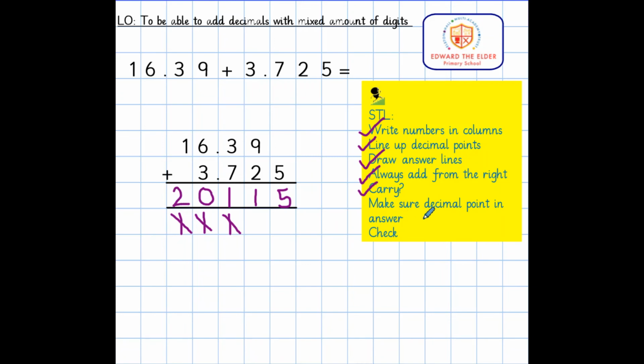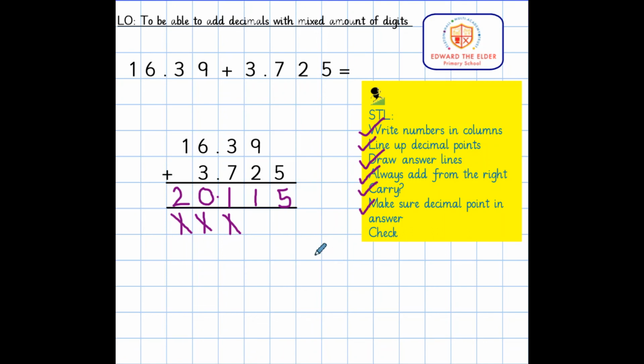Oh, let's look at our steps to learning. Make sure decimal point in answer. Oh my goodness, yes, we just need to pop it here. How did I know it was there? Because we need to line up the decimal points all the way down, otherwise our answer will be wrong. Tick that off as we've done it.